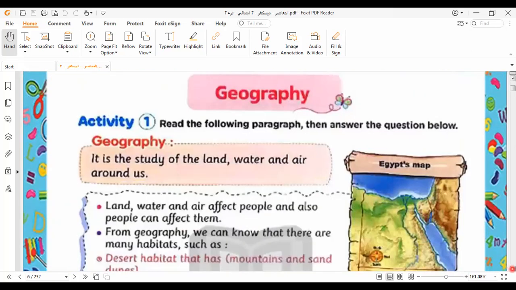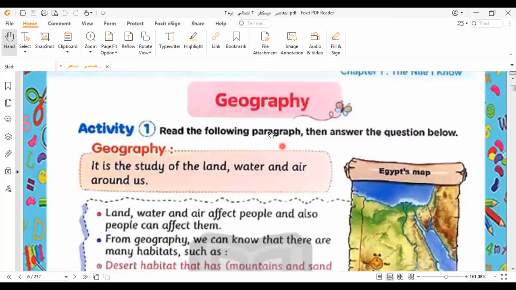Another item: geography. We are going to know what geography is.